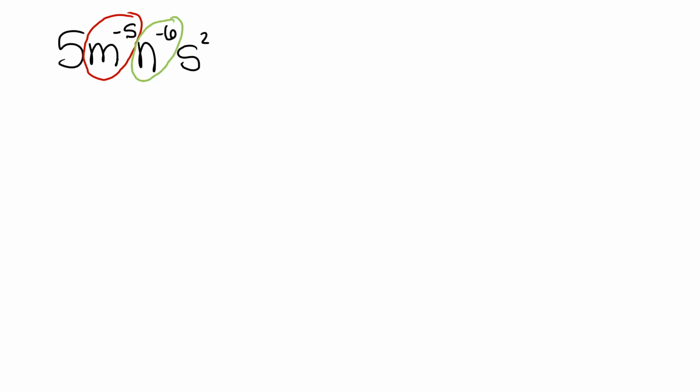A little bit more of a challenge problem. We're going to do 5m to the -5th, n to the -6th, and s squared. Take only the base numbers with negative exponents, in this case m and n, and write them in the denominator. So that becomes m to the 5th and n to the 6th. They're now positive. The 5 in the beginning is a coefficient. It stays on top. S to the 2nd power is a positive exponent. It also stays in the numerator.